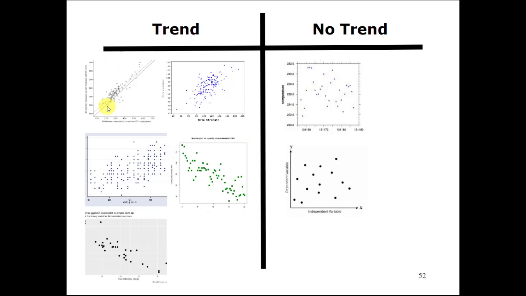So what does this show? This shows that these have a trend. This has a definite pattern. As we increase on the x-axis, this one seems to increase on the y-axis. And for this one, as we increase on the x-axis, this seems to decrease on the y-axis.